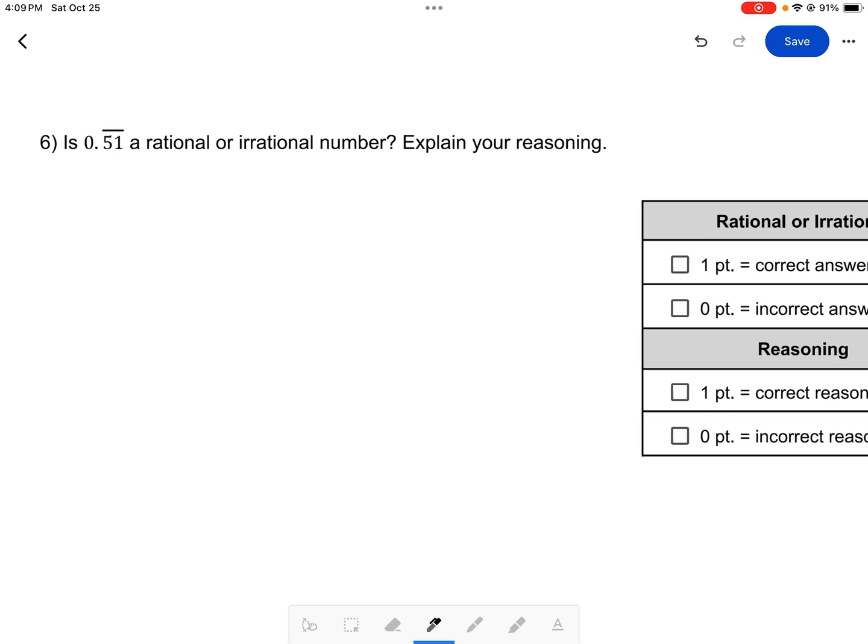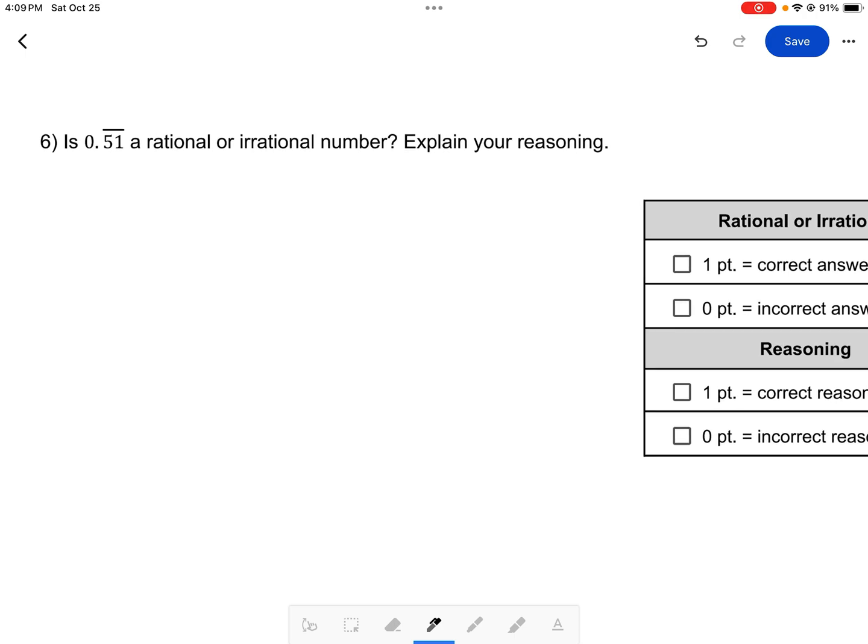And then for number 6, it says, is 0.51 repeating a rational or irrational number? Explain your reasoning. 0.51 repeating is going to be rational, and as you might recall, a rational number is a number that terminates, which means it ends, or it repeats. So this number is rational because it is a repeating decimal.